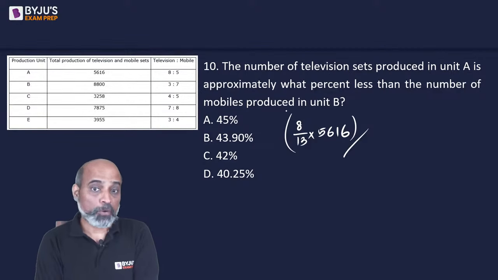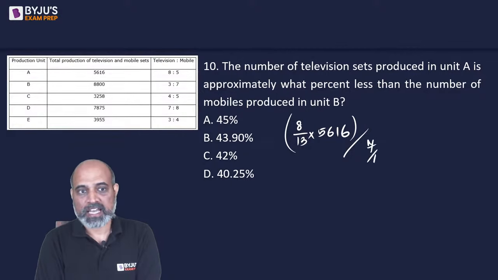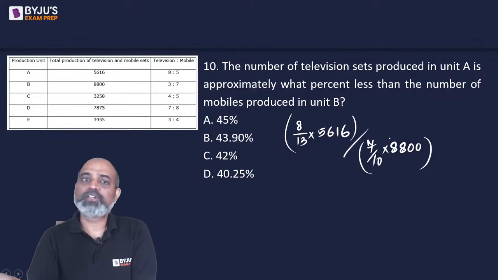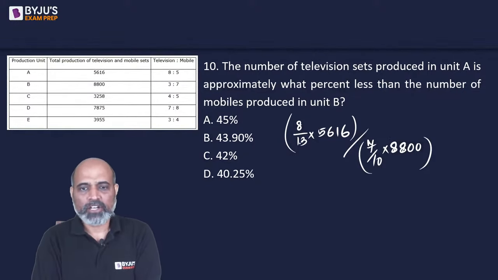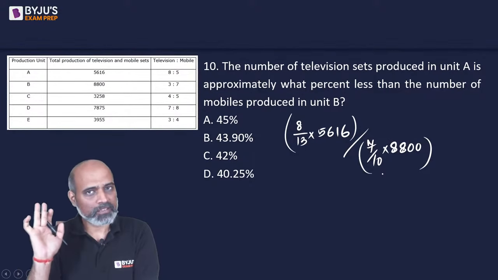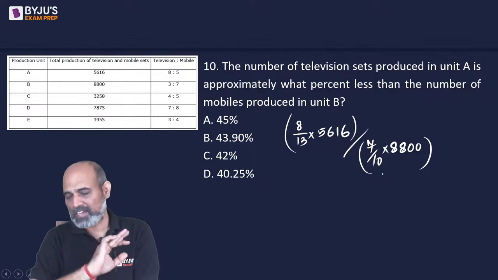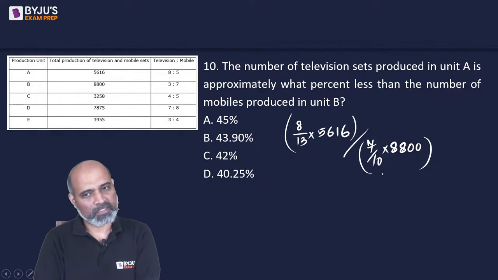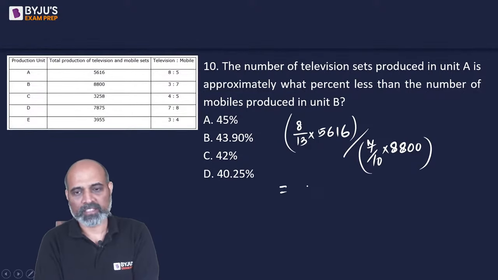The number of mobiles produced in unit B will be 7/10 of 8800. Either we can simplify right here, or we can calculate the magnitude and then simplify. Now you can see 8, 13, 7, 10 have nothing in common. So whether we calculate the magnitude or cancel the terms, it doesn't matter. We have to put in the same effort for the answer either way.